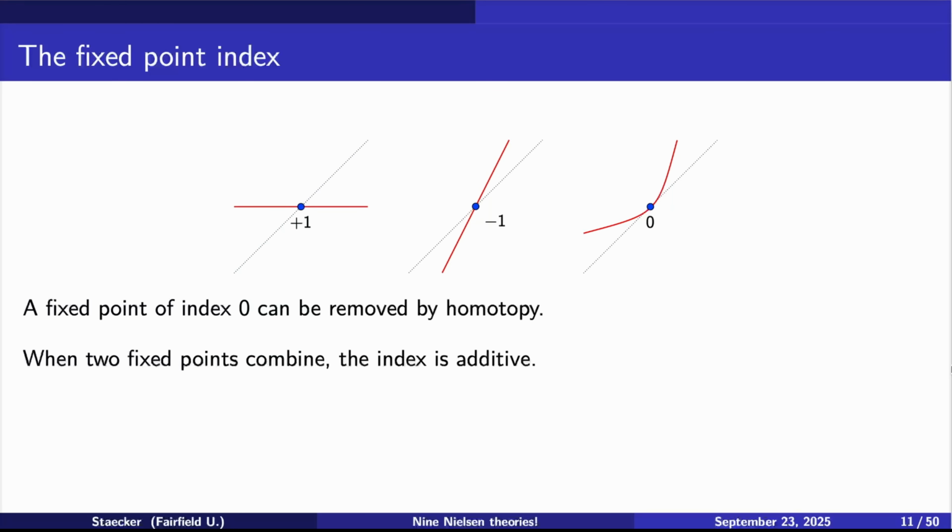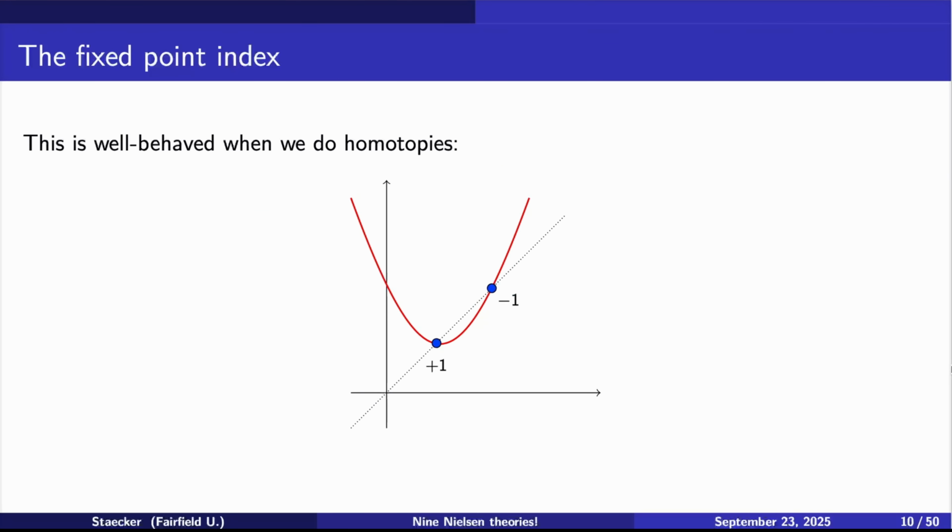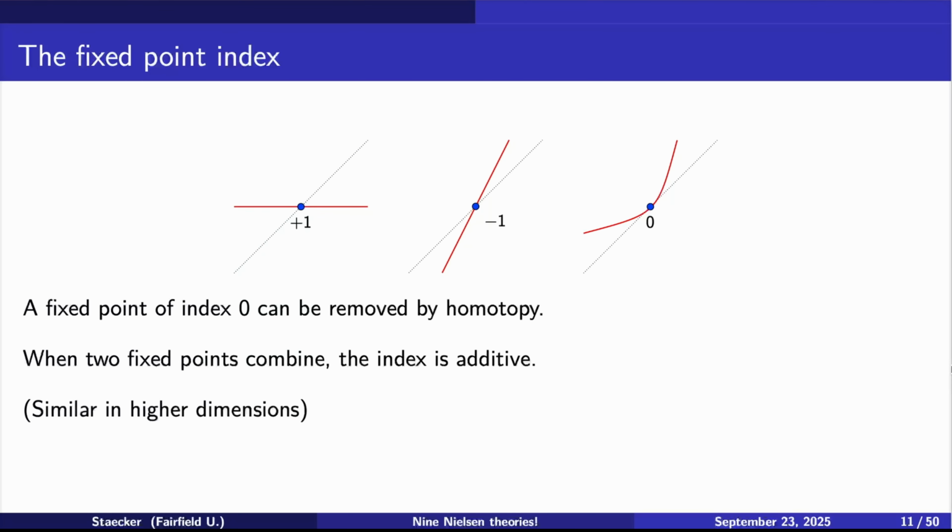And when two fixed points combine, the index is additive. Remember over here? A +1 and a -1, they come close together, and then they meet, and now it becomes a 0. So this fixed point index has an additivity property when you do homotopies with fixed points. All right. This is similar in higher dimensions. You can't really draw the pictures in higher dimensions, but the fixed point index is defined. The pictures I'm showing you are all dimension 1, but you can do similar things, and it's sometimes called the oriented intersection number of how the graph of the function is intersecting with the diagonal in the space.